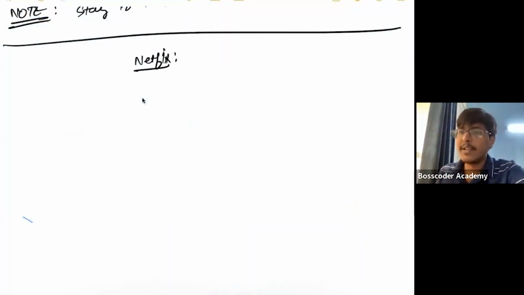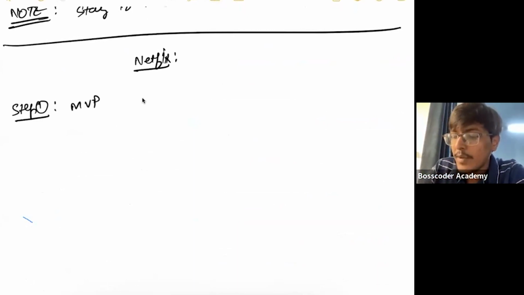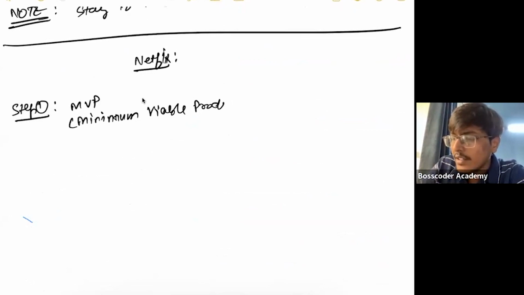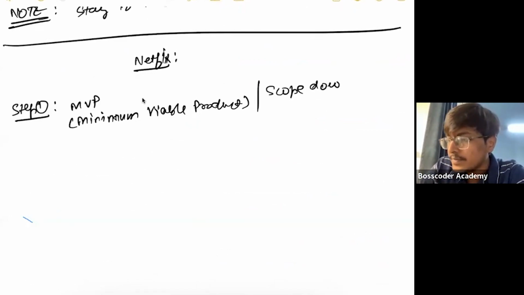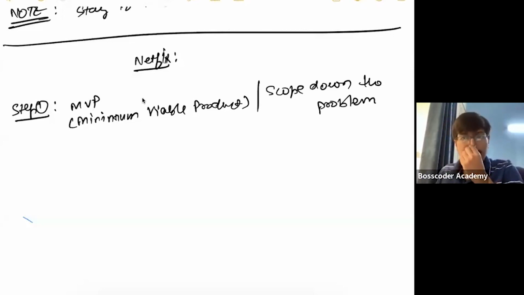Whenever you are given a system design problem, either in the company or in an interview, the first step you should do while you are solving a system design problem is to come up with something known as an MVP, which is known as a minimum viable product. Or some people say that you have to scope down the problem, or really understand what the problem statement is, right? So let me give you an example.